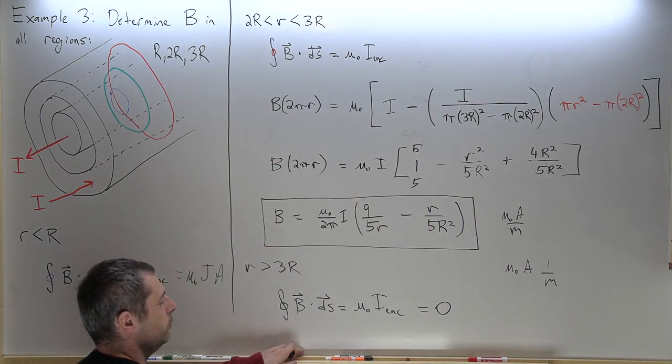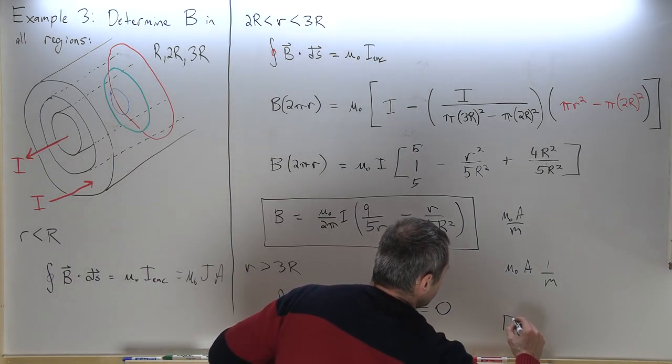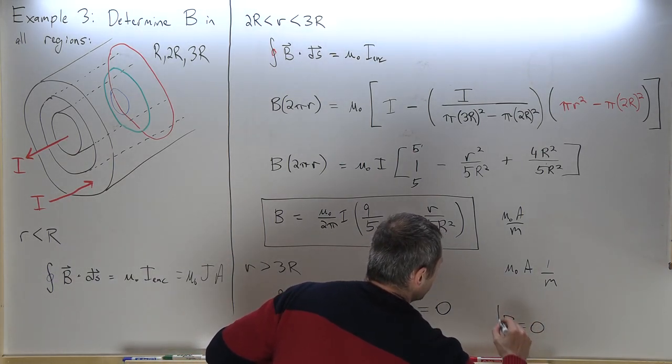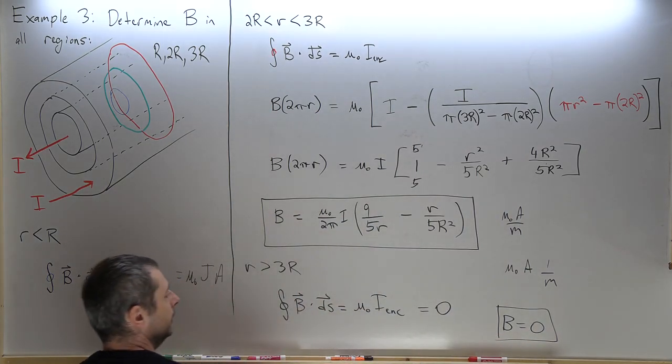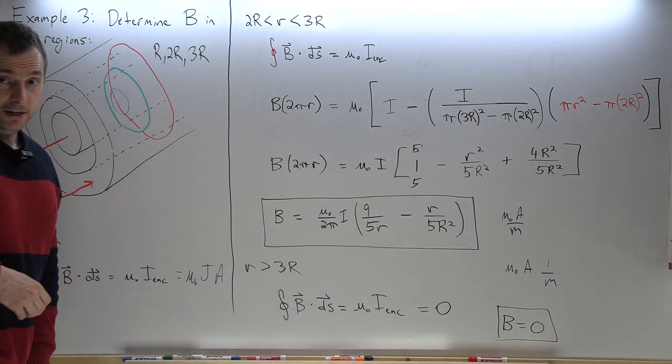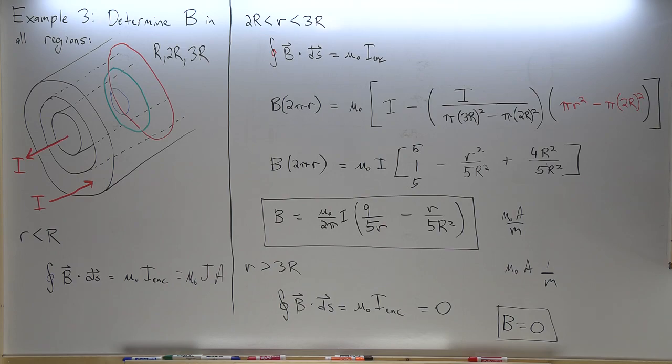And I ran out of room here, so I'll just tuck it in right over here. B equals 0 outside, but you could do it right below. And that's the magnetic field in that region. So let me create another pause to allow you to copy this down.